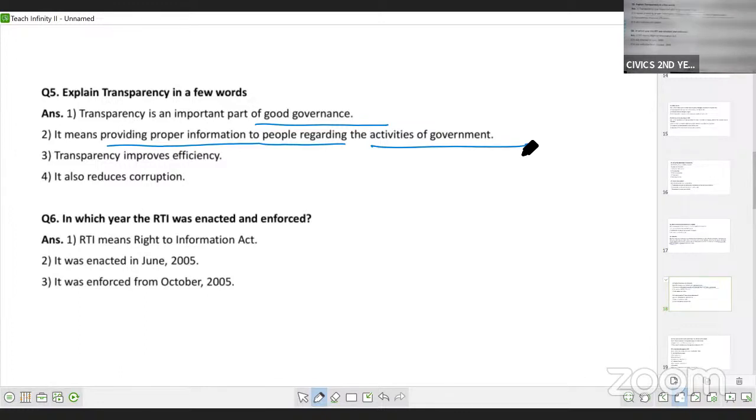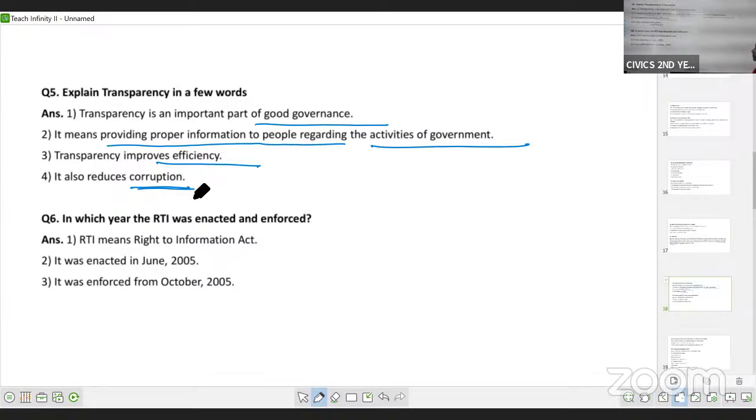If there is transparency, then we can question the government, right? So, transparency improves efficiency. It's not only that we can question, we can suggest reforms also. And it also reduces corruption. So, if everything is in front of the people, then it will definitely reduce the corruption.